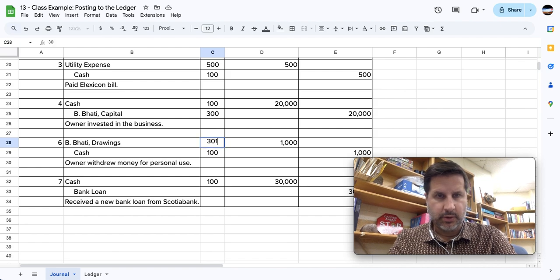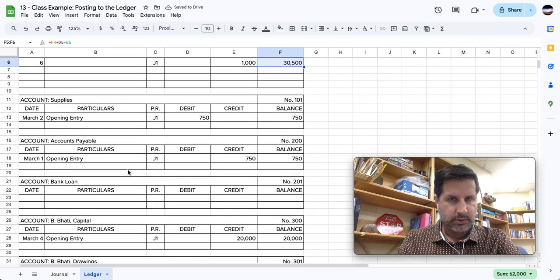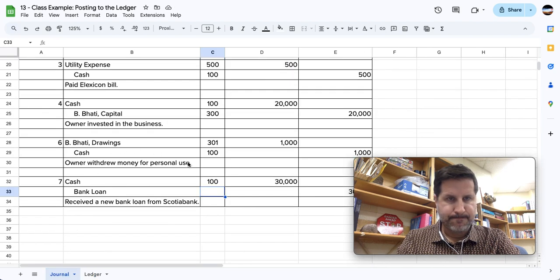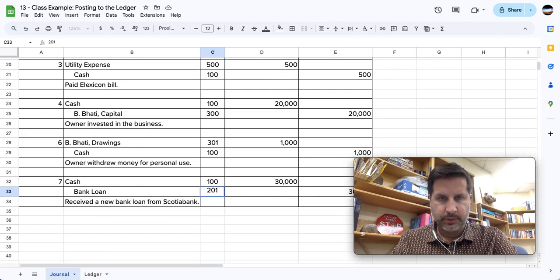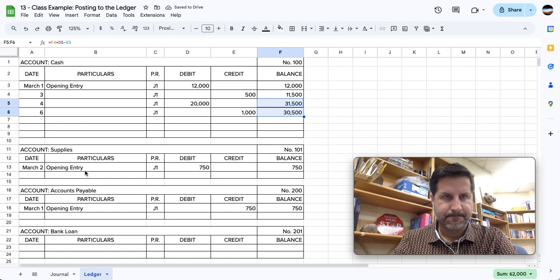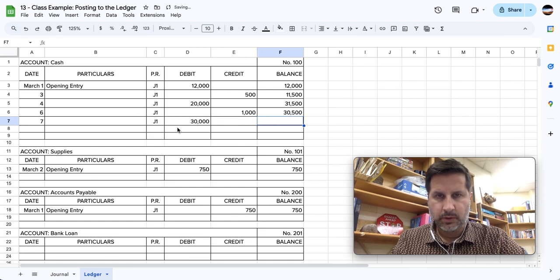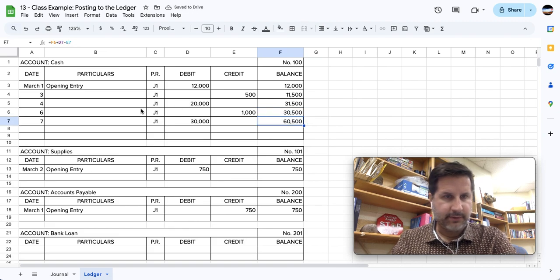This account is account 301. Bank loan is which account? 201. Okay, so let's finish this out. So this is going to now be my final balances, and on the 7th, bank loan.